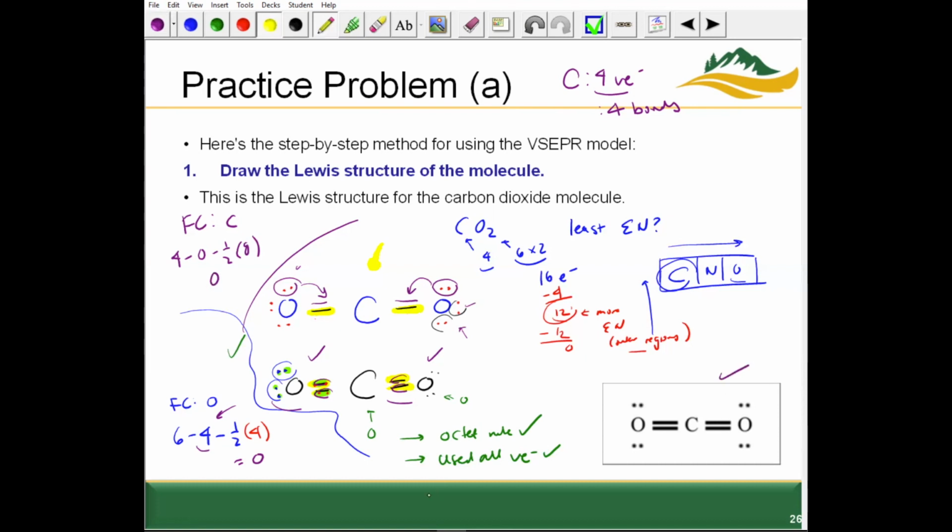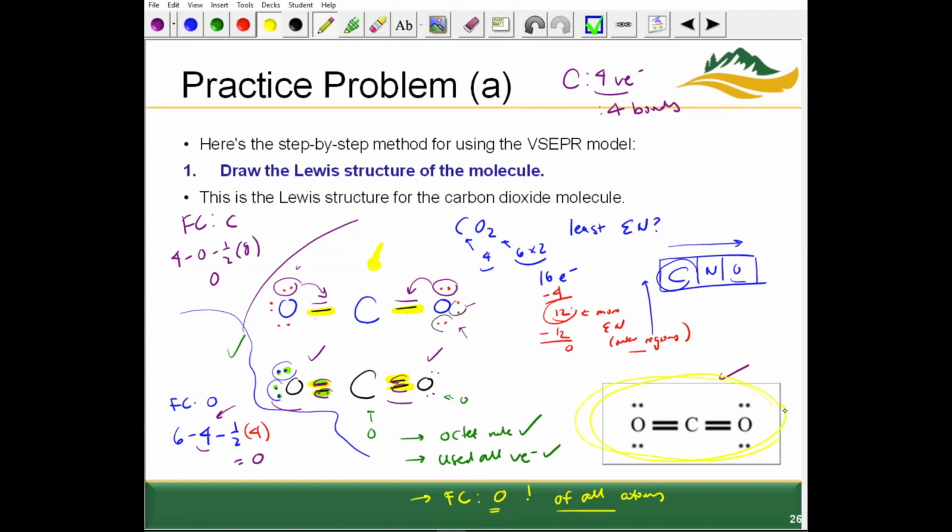So we check the octet rule. We use all the valence electrons, and we have all 0 formal charges. That is good. That's the ideal formal charge. -1 and +1 are just okay. If we need to have a minus formal charge, that should be on the more electronegative atom, just for a quick review on formal charge. Formal charges of +2 and -2, those are really not ideal.